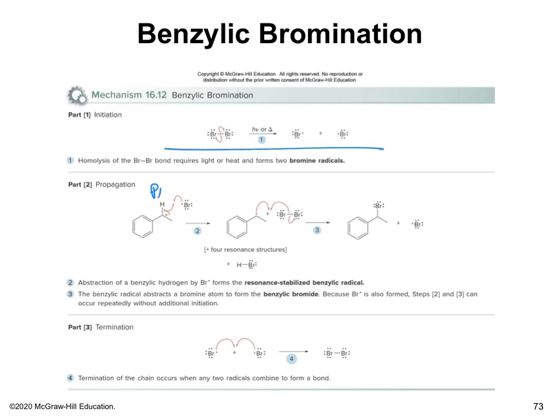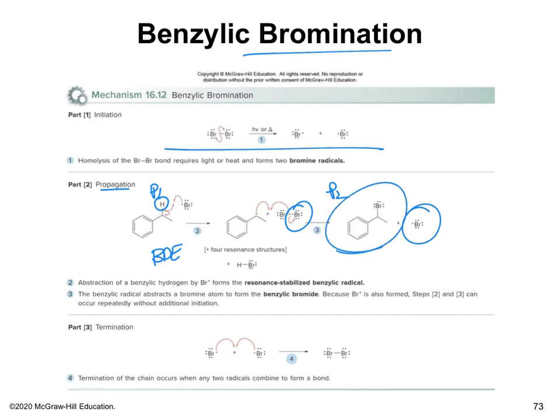The propagation 1 step is an abstraction of this hydrogen. It has the lowest bond dissociation energy. And then you propagate in P2 another bromine radical. And that's how you can do benzylic bromination. We've seen allylic bromination.